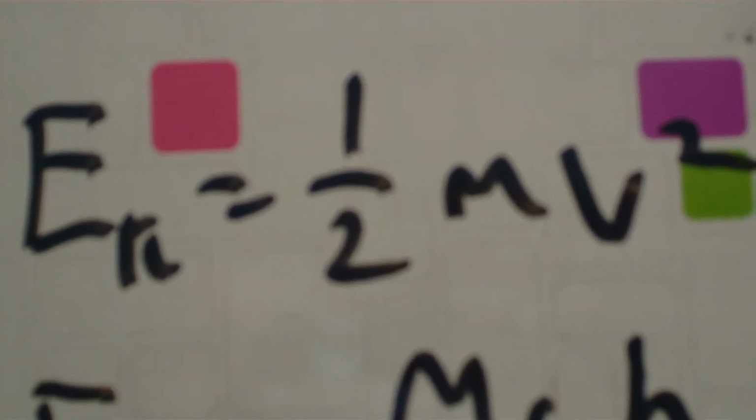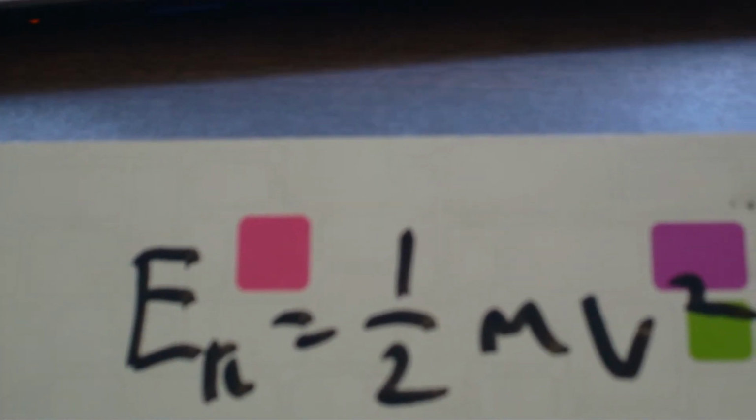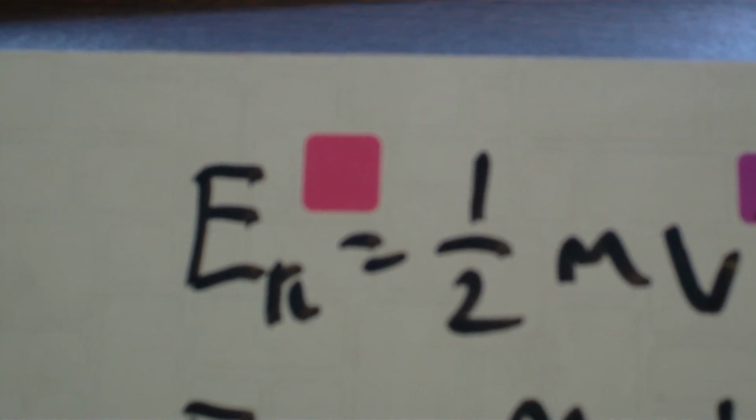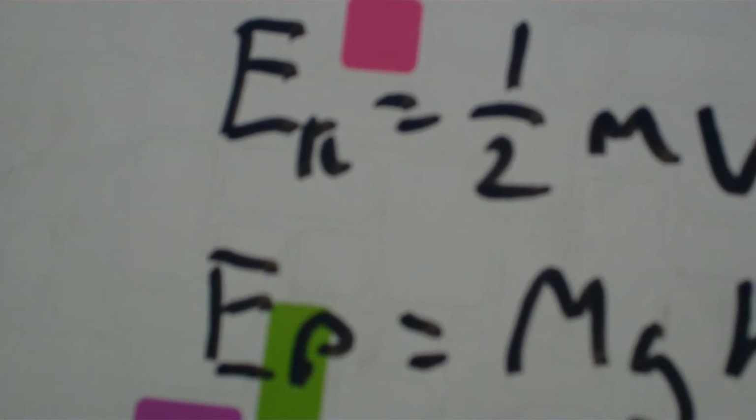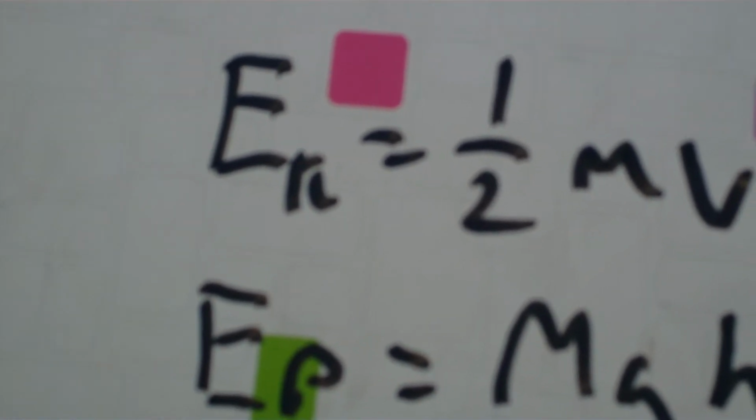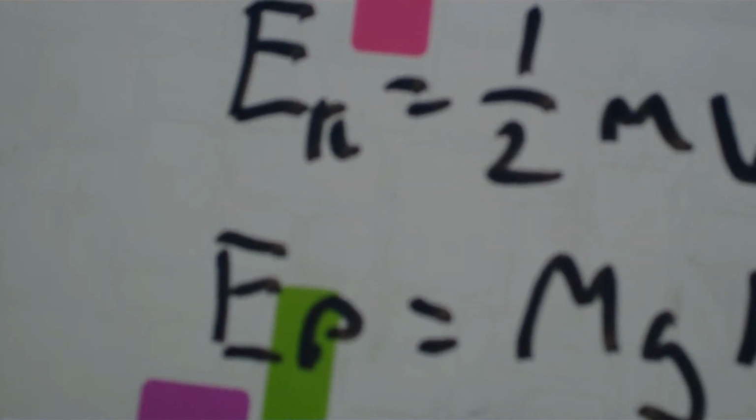I'm not going to go into the derivation of these terms. I'll explain them though as best I can without using math that you don't know. EK is equal to 1/2 mv squared. The potential energy is equal to mgh. That one is easy to explain. Just think about an object being a distance from the Earth. The higher up you hold it, the more potential energy it has.